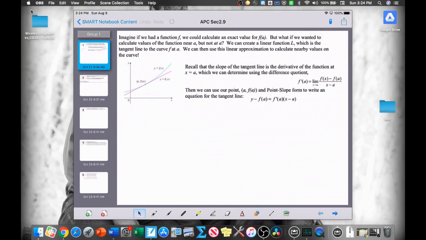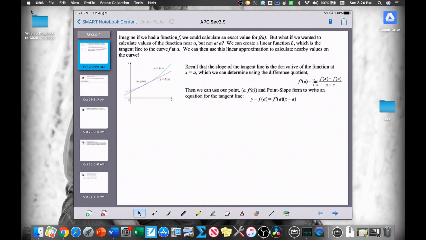Hello, math friends. This is AP Calculus Section 2.9. Imagine if we had some function f and we wanted to calculate an exact value for f of a. But what if we wanted to calculate values of the function near a, but not exactly at a?